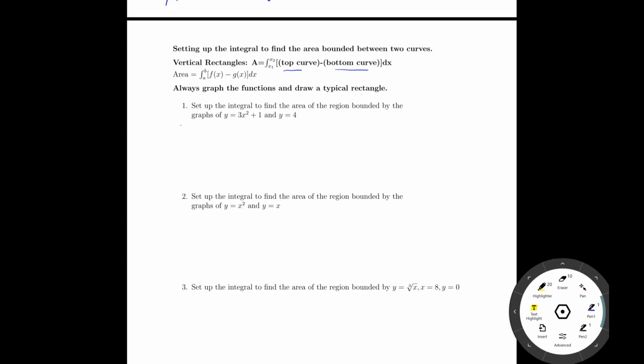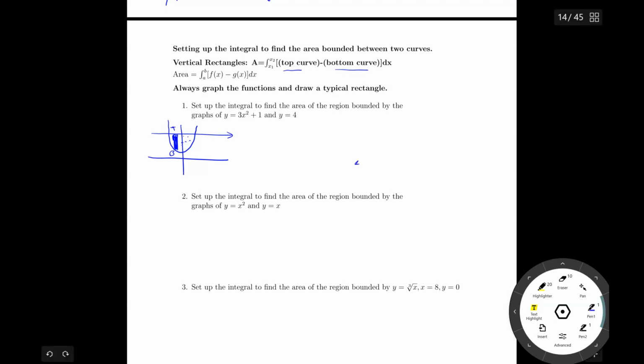So if I've got this parabola here, shift it up by 1, 3 just makes it skinnier, and then y equal 4, it looks like this. So this is the area in here. So I'm going to draw my typical rectangle. So this is the top of the rectangle, and this is the bottom of the rectangle. Top curve and the bottom curve.